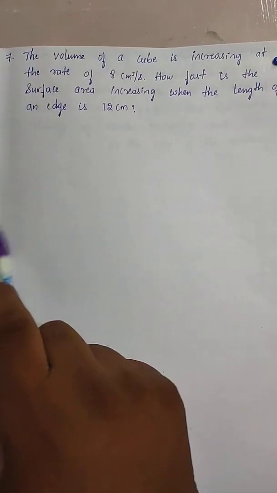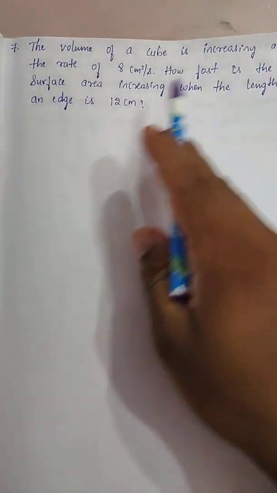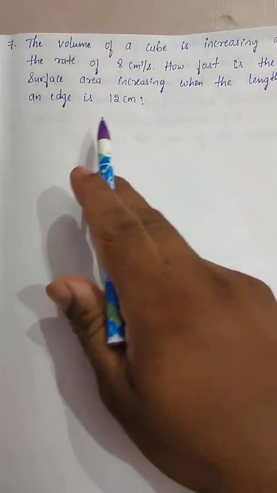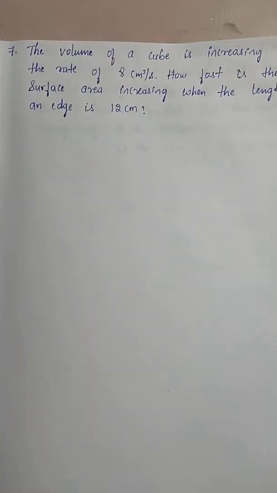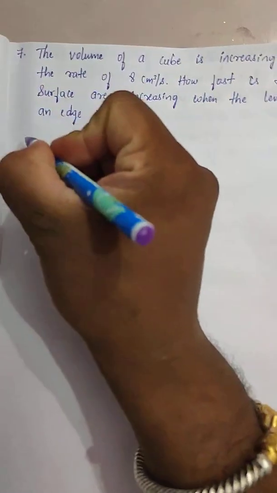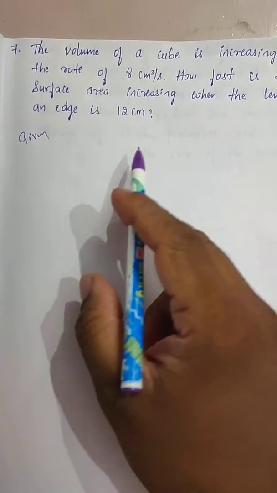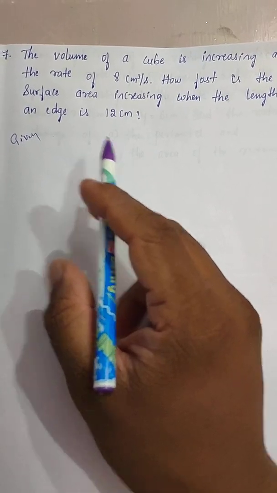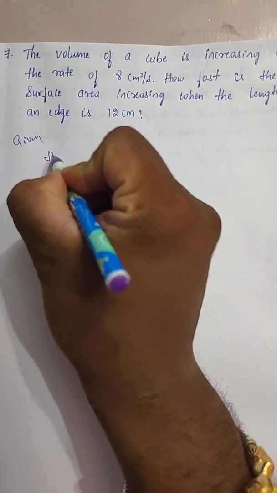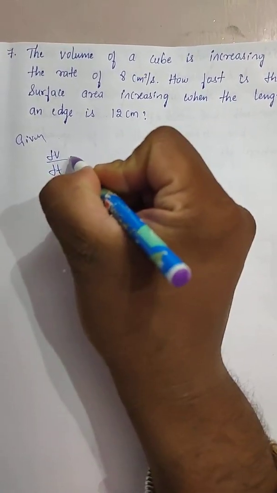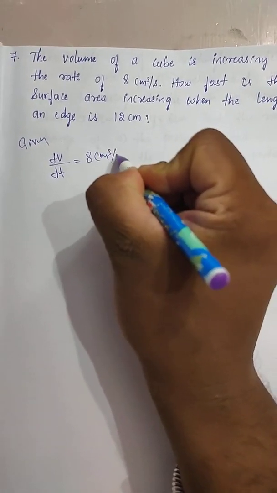The next problem is: the volume of a cube is increasing at the rate of 8 cubic centimeter per second. How fast is the surface area increasing when the length of an edge is 12 centimeter? Let me write what they have given and what you want to find. They have given that the volume of a cube is increasing at the rate of 8 cubic centimeter per second, which means the volume is changing with respect to time. So dv by dt is equal to 8 cubic centimeter per second.